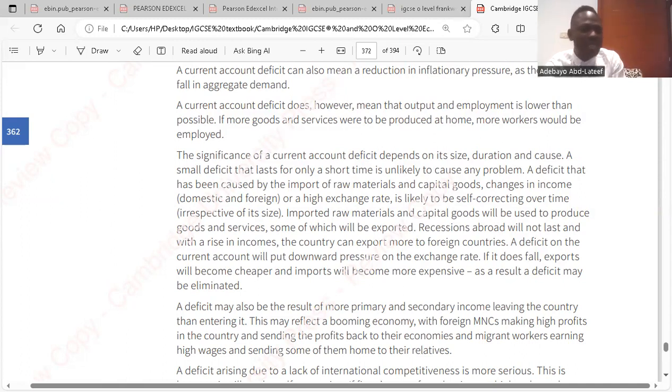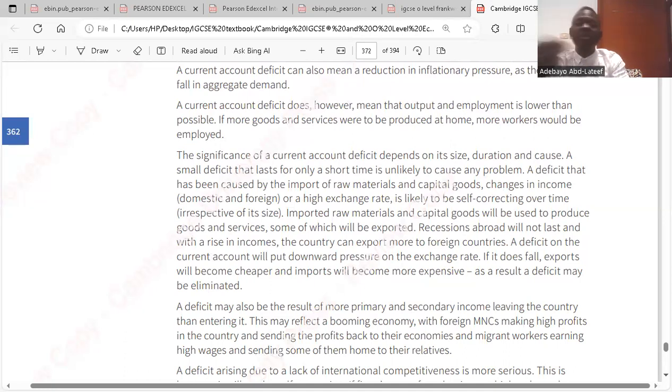A deficit on the current account will put downward pressure on the exchange rate. If it does fall, exports will become cheaper and imports will become more expensive. As a result, the deficit may be eliminated. So if it's short term, for example as a result of recession, it will never last. It will be for a period of time, which means it can be corrected.